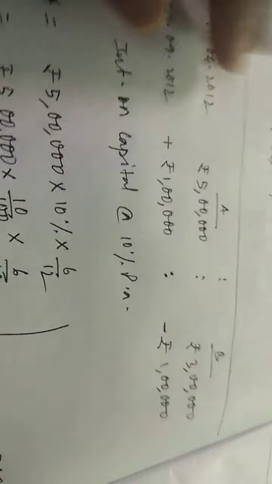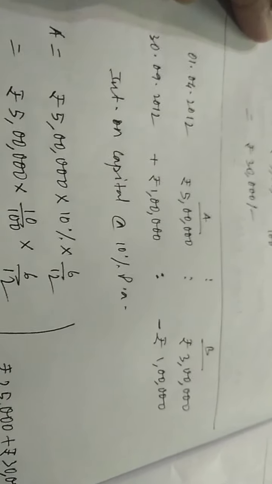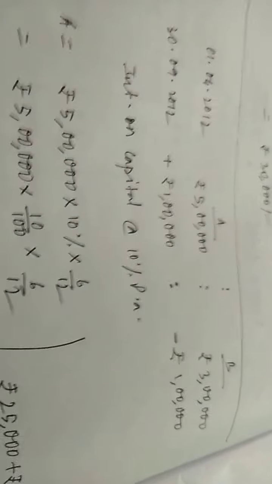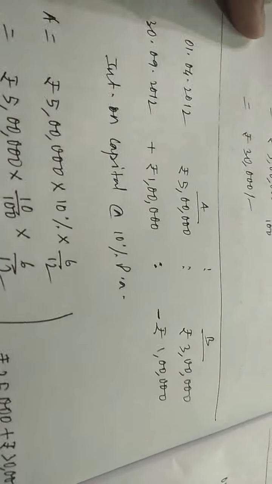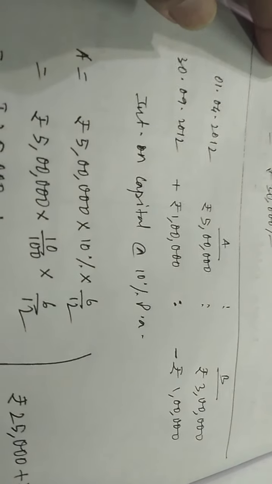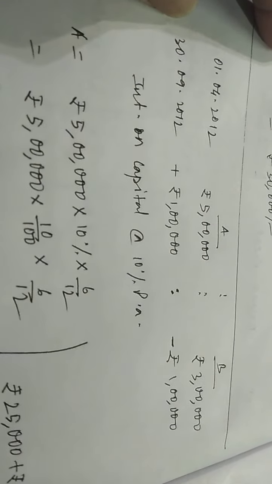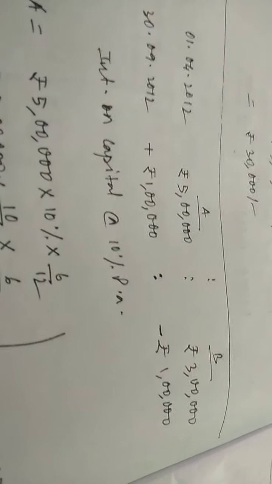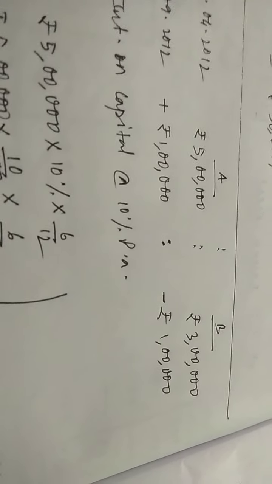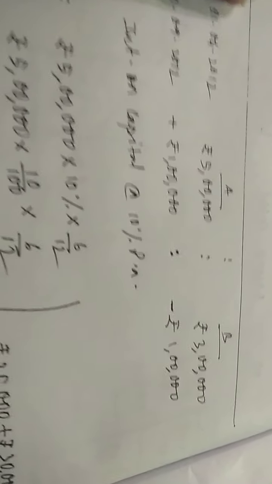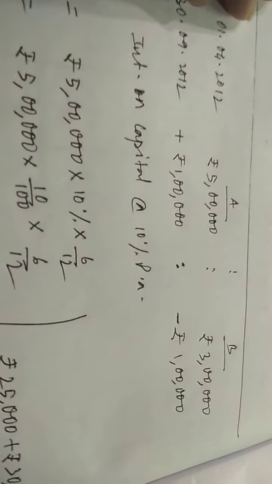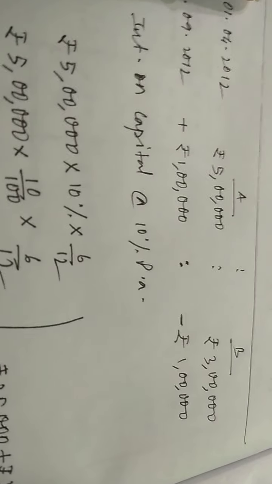Let us check in the other sum. Here also the year is the same, 1st April 2012 to 31st March 2013, and the initial capital contribution of A and B is also the same, 5 lakh and 3 lakh. But within the year, on 30th September 2012, A has added rupees 1 lakh to his capital, while B has withdrawn rupees 1 lakh from his capital. Interest on capital is the same, at the rate of 10% per annum.